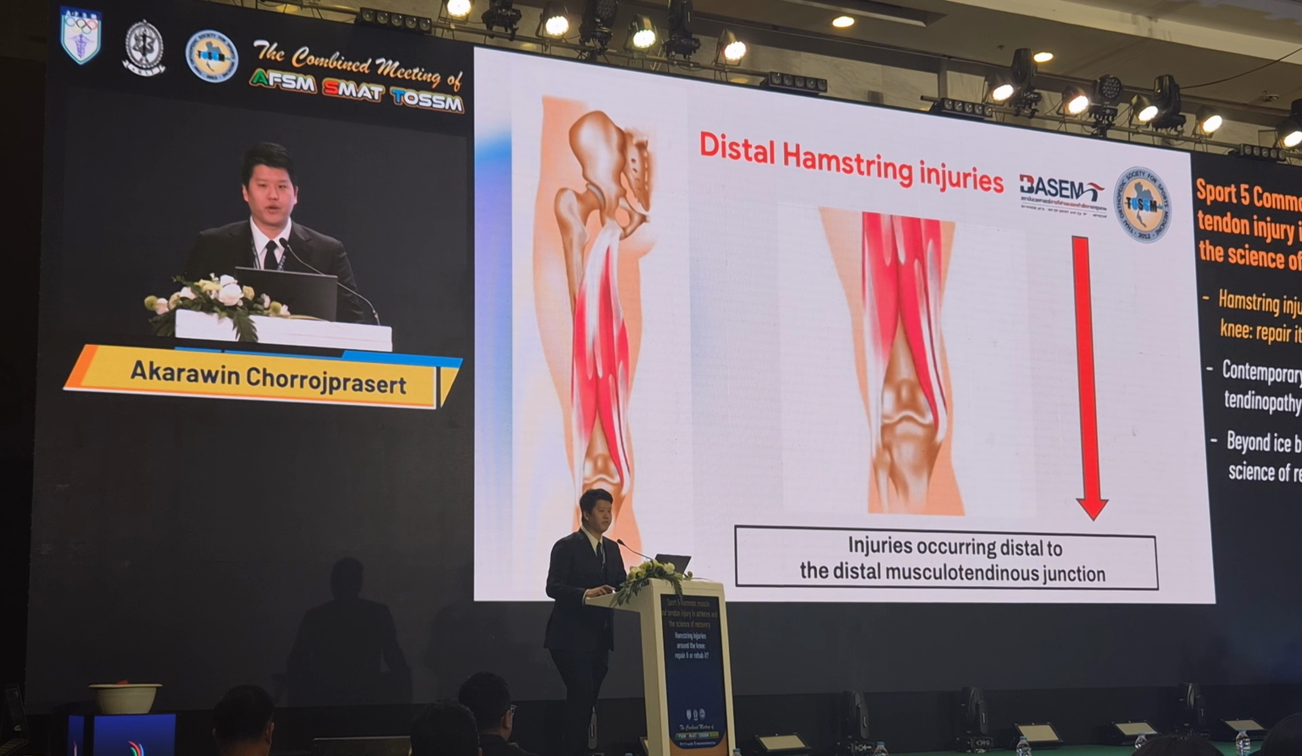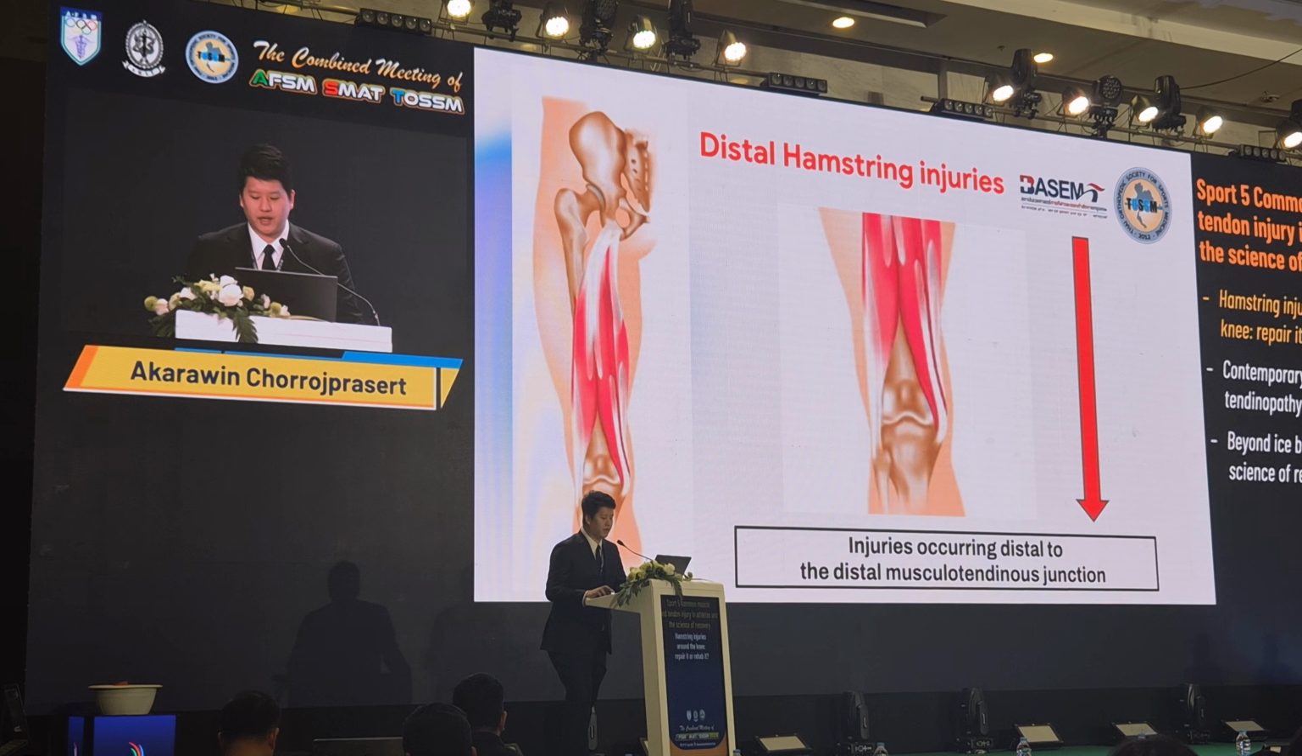Okay, so before going further, I would like to clarify terminology. In the literature, there are multiple definitions of what constitutes a hamstring injury around the knee, or distal hamstring injury. Some authors define distal injuries based on proximity to the knee joint, others based on tendon insertion, and some include the entire distal half of the muscle belly. For the purpose of this presentation, I define distal hamstring injuries as injuries occurring distal to the distal musculotendinous junction. This cut point allows a clearer distinction between injuries that behave more like a muscle strain versus those that behave as structural tendon injuries, which is critical for management decisions.